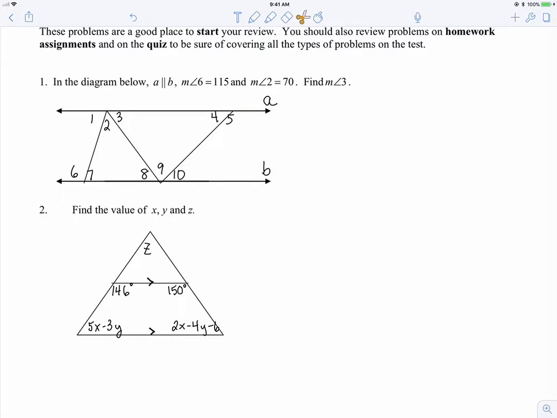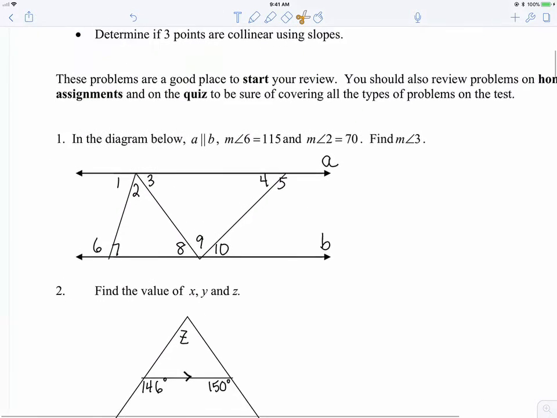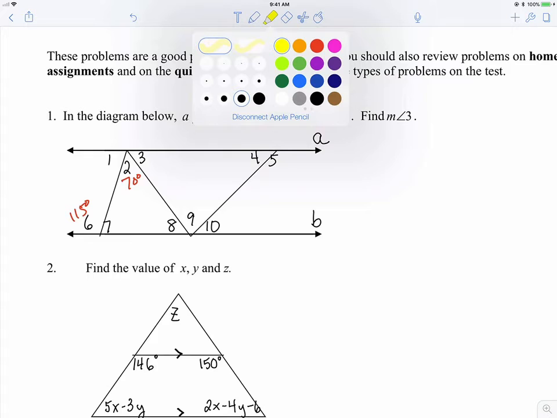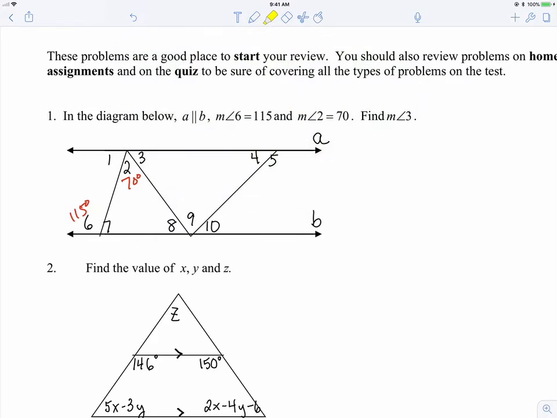Okay, so number one on the review for the exam, the measure of angle 6 is 115 degrees. The measure of angle 2 is 70 degrees. If we've got parallel lines cut by a transversal this way, I've got my same side interior angles, which means those add to 180.